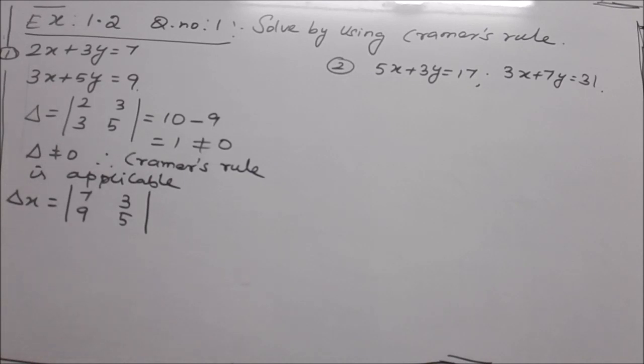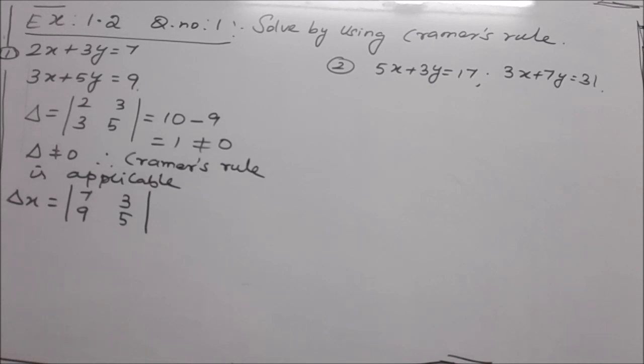Okay, exercise 1.2, question number 1. Solve using Cramer's rule. The first question is 2x plus 3y equal to 7 and 3x plus 5y equal to 9. By Cramer's rule, we should find delta first. How to calculate delta?